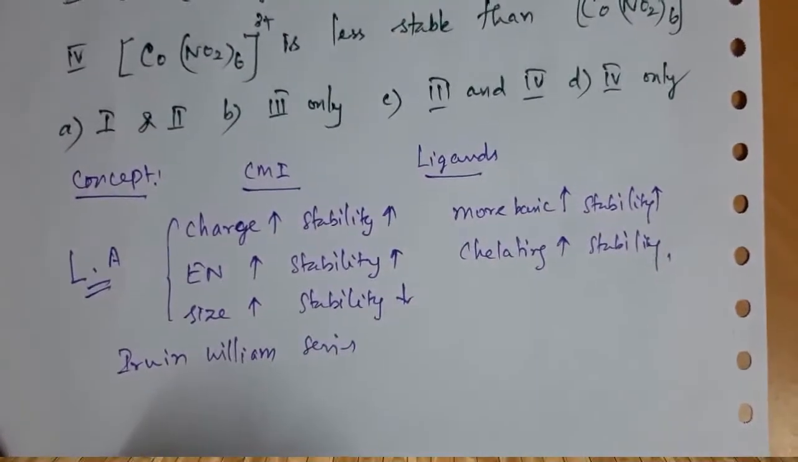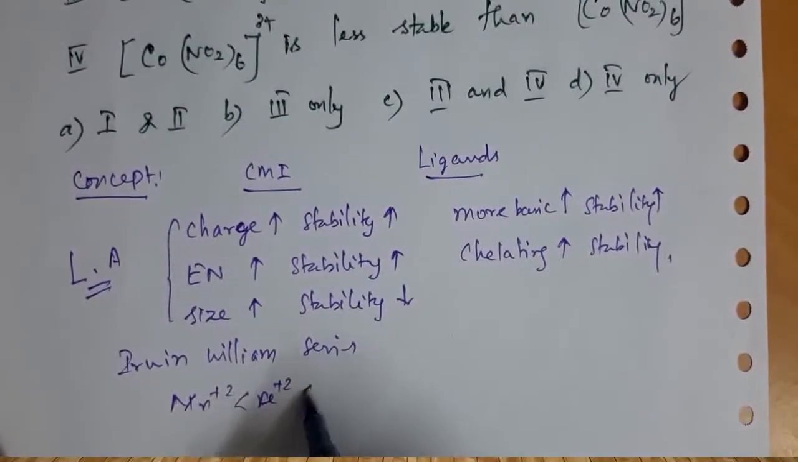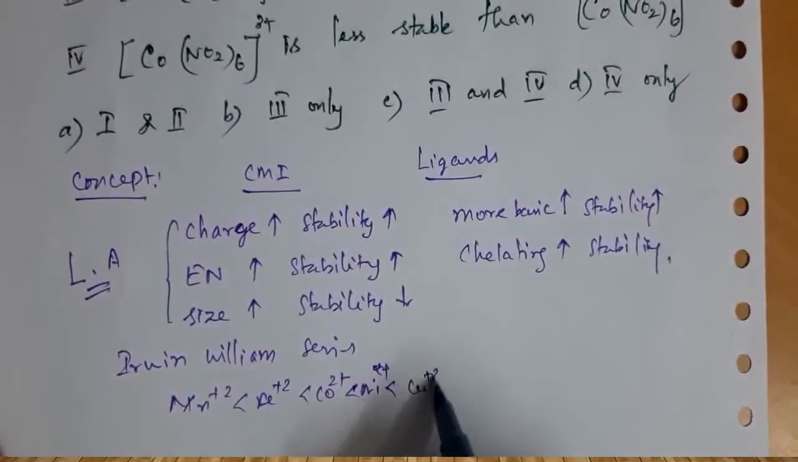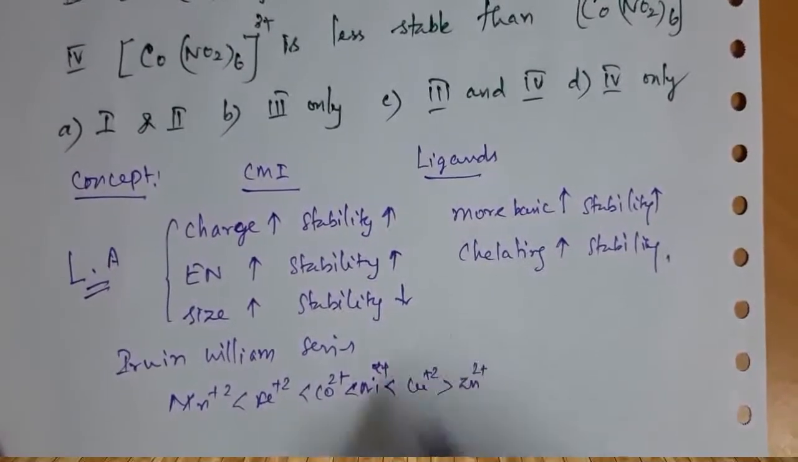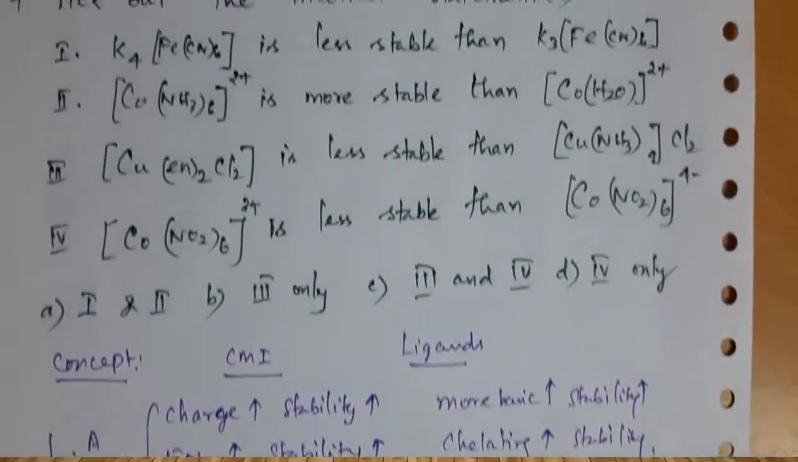What is that? The first transition series: manganese 2+, Fe 2+, cobalt 2+, nickel 2+, copper 2+, and zinc 2+. So this is the Irving-Williams series. Okay, now consider the question.